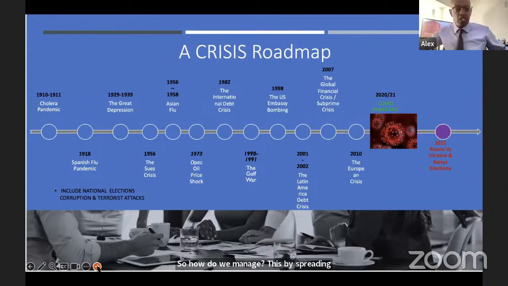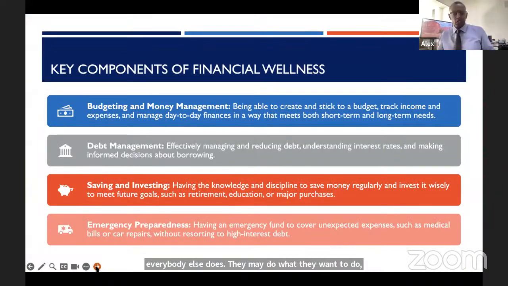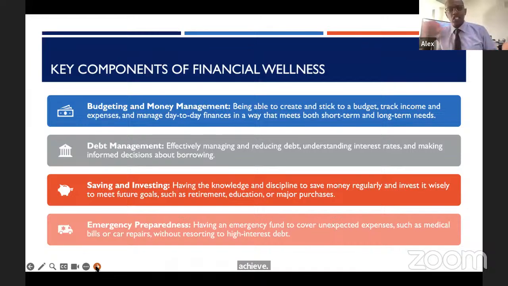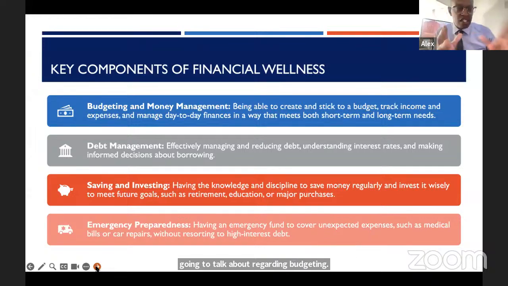By spreading the necessary goals into a long-term strategy, but also managing the short-term circumstances by ordering our behavior in terms of the expenditure we want, setting our own plan. I don't care what everybody else does. They may do what they want to do, but I have my own character and what I want to achieve. So those components of financial wellness that we're going to talk about, regarding budgeting and debt management, we are going to talk intensely about that space so that you are working very well with the SACCO, looking at it as an opportunity to leverage yourself.